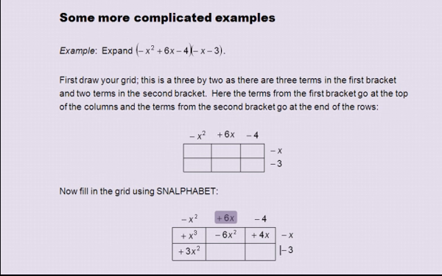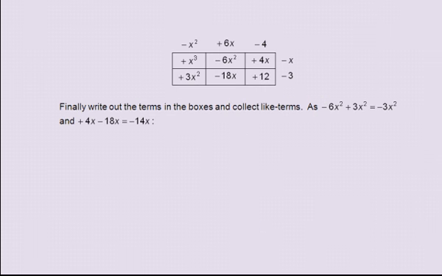Plus 6x multiplied by minus 3 is minus 18x. And finally, minus 4 multiplied by minus 3 gives plus 12. Finally, write out the terms in the boxes.